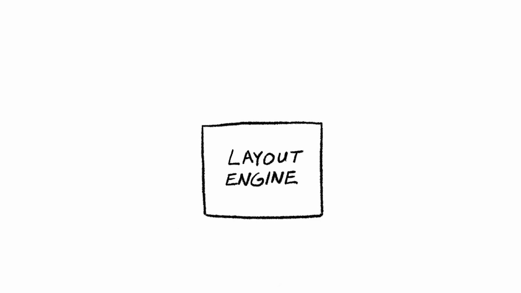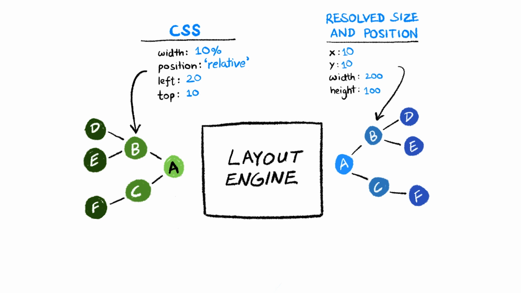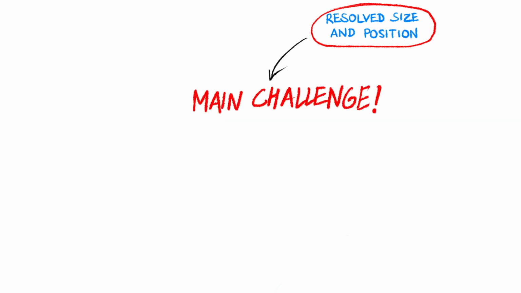Conceptually, the layout engine takes a tree of elements with their user applied styling and returns a copy of the tree with absolute positions and resolved sizes for each element. We use this tree as a data structure to represent the parent-child relationship among these elements. The main challenge here involves calculating the absolute position and dimensions for each element.